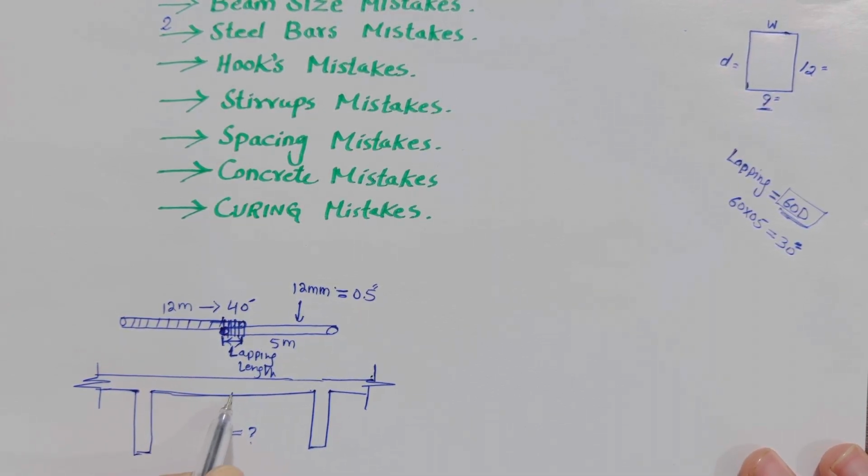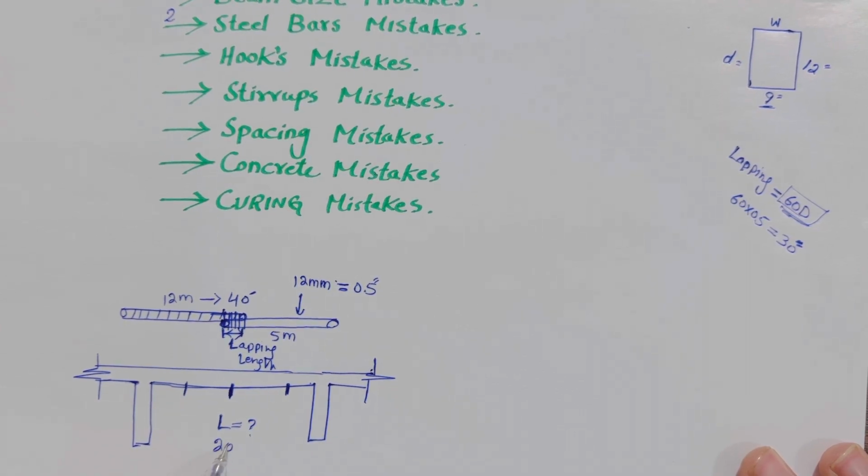Guys, you can see this is mid, and this is L by 4 distance, this one and this one. Suppose the total length is 20 feet, so mid is 10 feet and L by 4 is 5 feet here and 5 feet here, so 10 plus 5 plus 5, we have 20 feet in total. So the lapping should not be provided at the bottom portion of this beam, don't provide the lapping here.